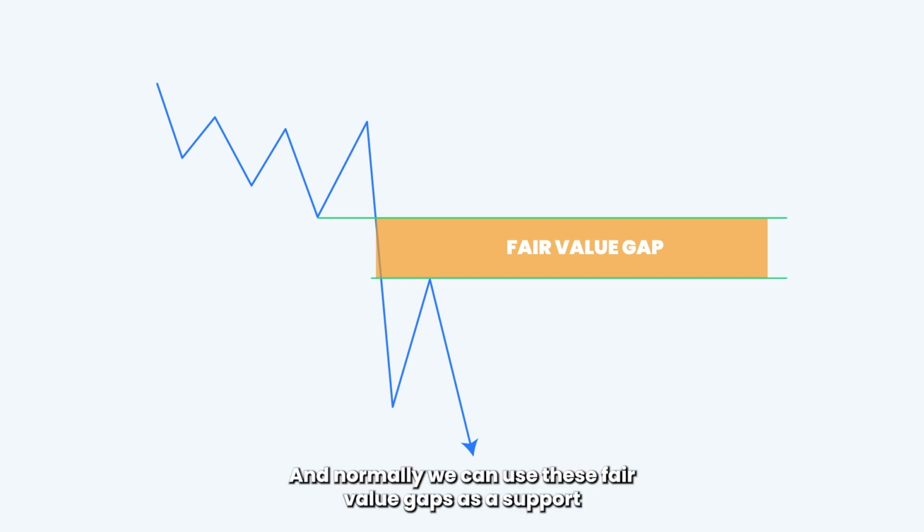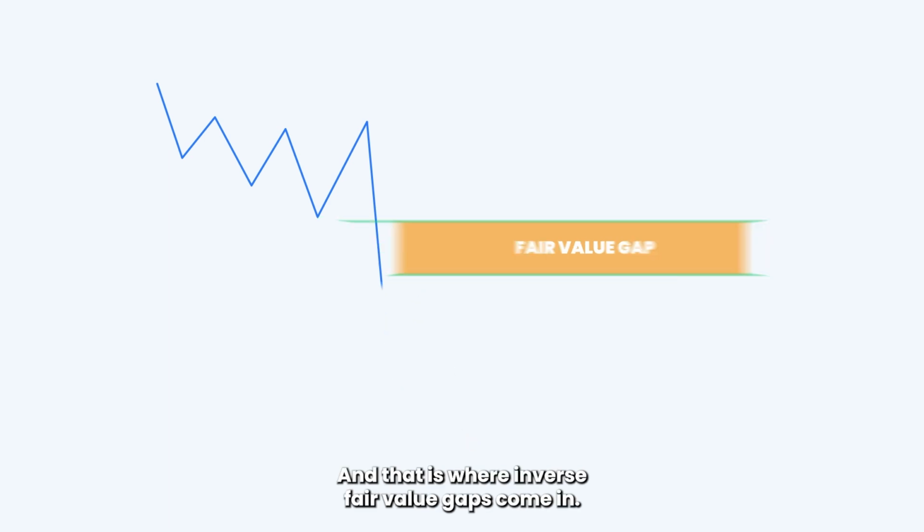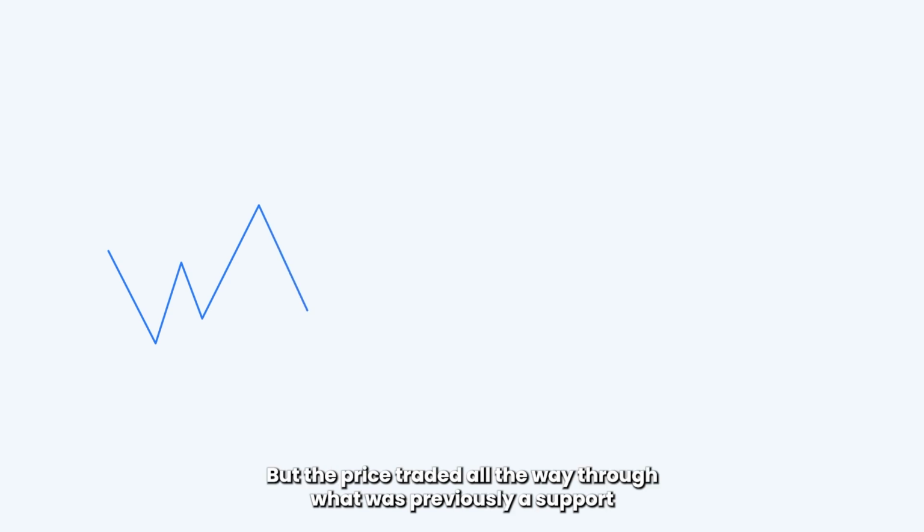Normally we can use these fair value gaps as a support and resistance area or a target for the price. But sometimes there'll be a situation where the price will simply run straight through that fair value gap. Then what do you do? That is where inverse fair value gaps come in. So let's go back to that bullish example. Let's say, for example, the price didn't bounce off that initial green line where the fair value gap is, but the price traded all the way through. What was previously a support area can now be used as a resistance area to go in the opposite direction, just like this.